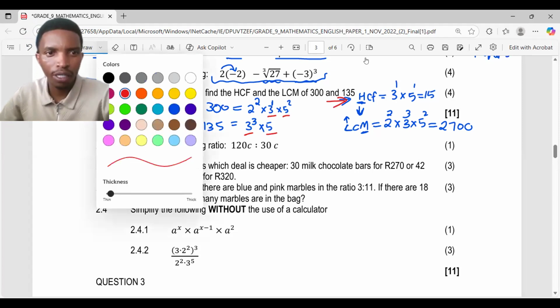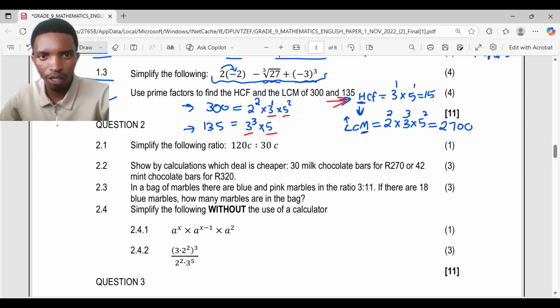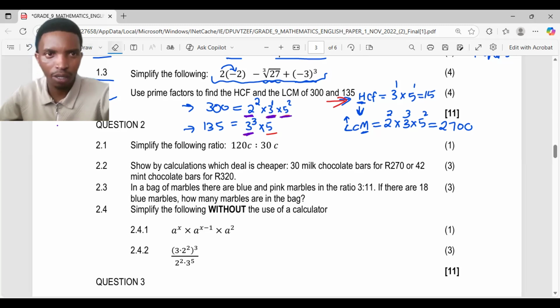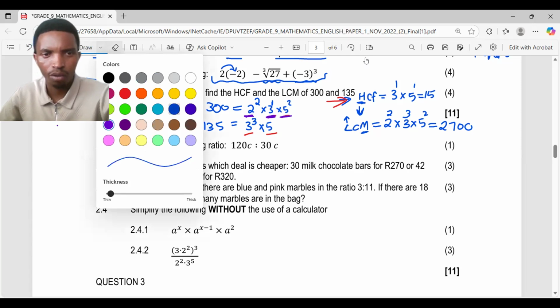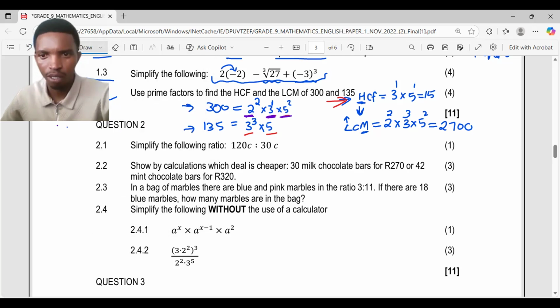For LCM, we take all the numbers that we see appearing there. So the numbers that are appearing are 2, 3, and also 5. But we can't take the 3 again, because we already chose the 3 on top. So this one we don't take at all. We chose it. Okay, so that was question 1.